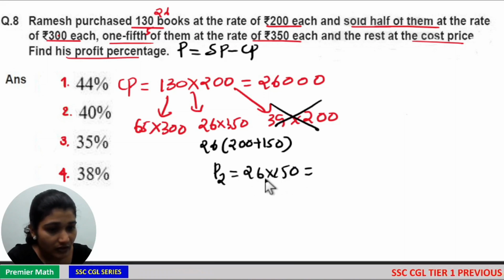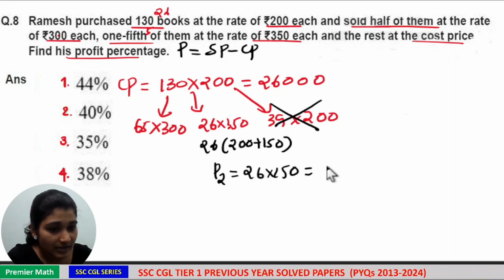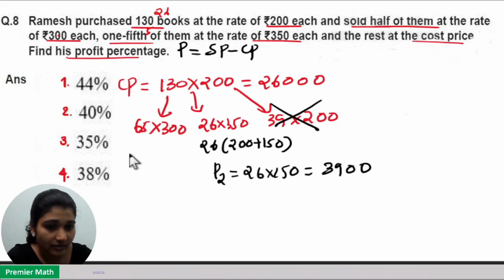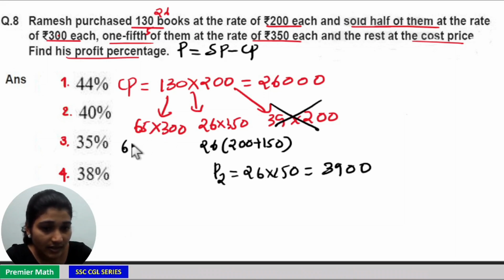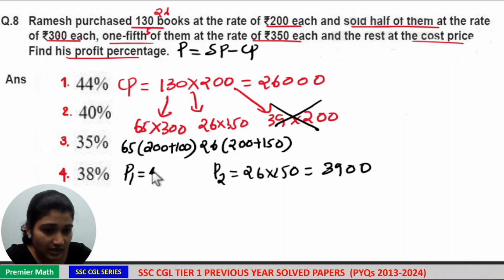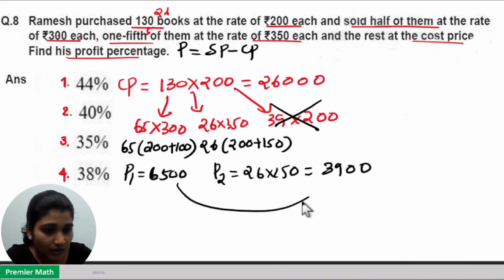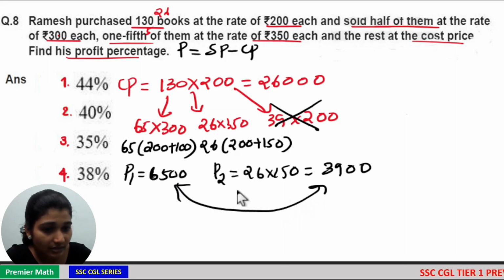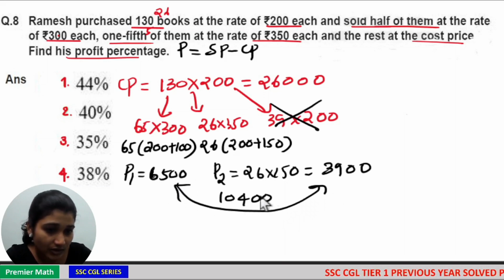And 150 into 6 means 15 into 6 is 90. So 150 into 6 is 900. 3000 plus 900, 3900. Now, in this case, I can write it as 65 into 200 plus 100. So, 65 into 200, just ignore. 65 into 100 is the profit here. So, profit in first case is 6500. Now, total profit is equal to 6500 plus 3900, which is 900 plus 1400, 10,400.